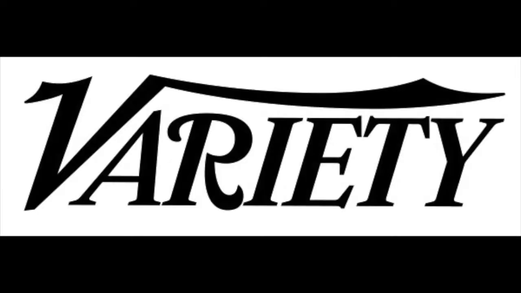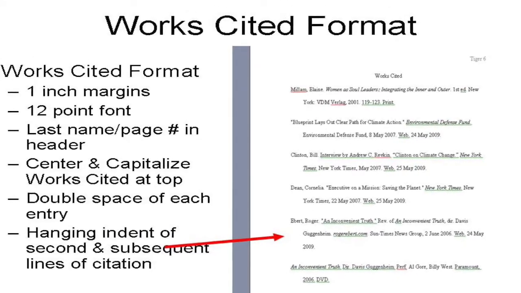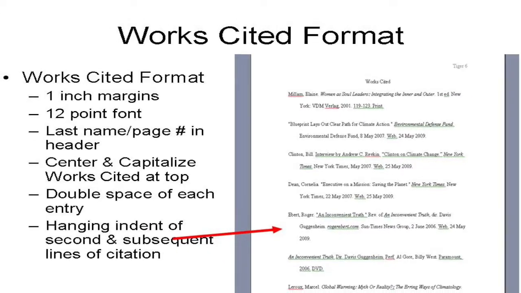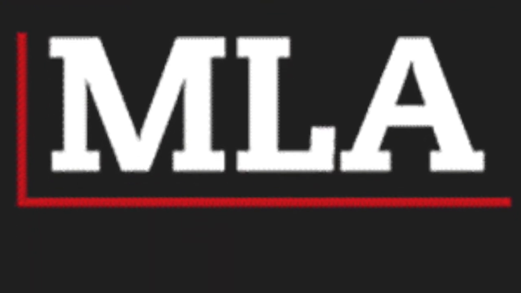A works cited is a simple document. It is used to cite a variety of sources like websites, books, and articles. It includes elements like the author, title, publisher, and publishing date of each work. Works cited can be created in a variety of formats, but the most common format is MLA.